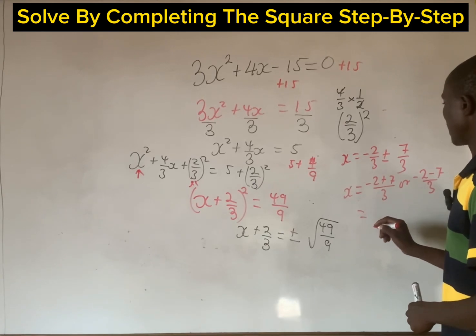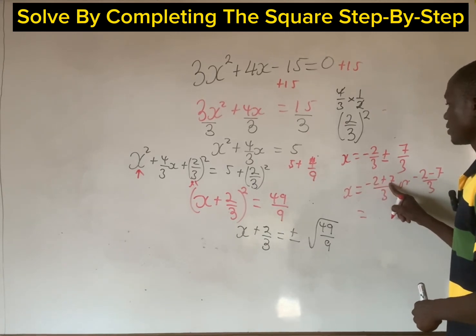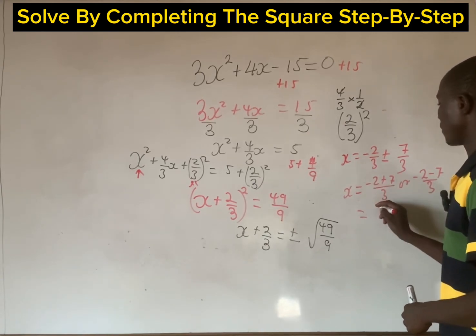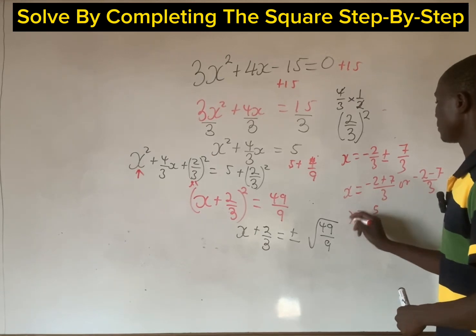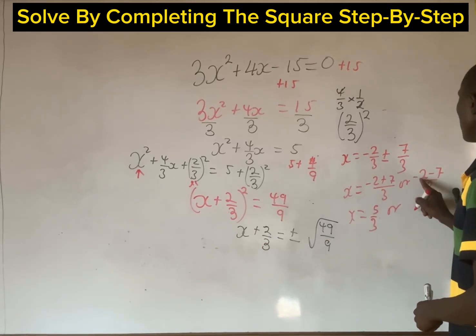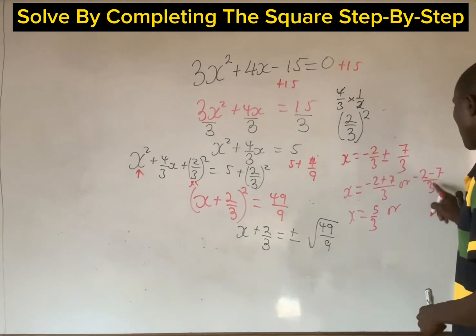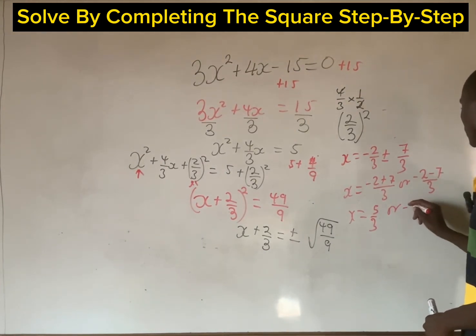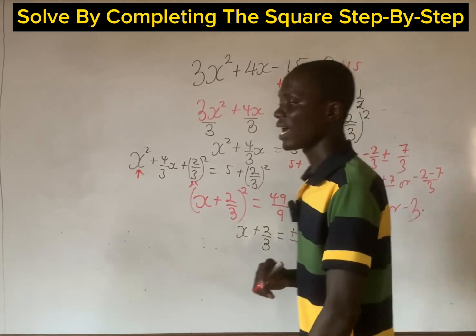Now, this gives us negative 2 plus 7 gives positive 5 on 3, or negative 2 minus 7 is negative 9 divided by 3 gives negative 3. That is our answer.